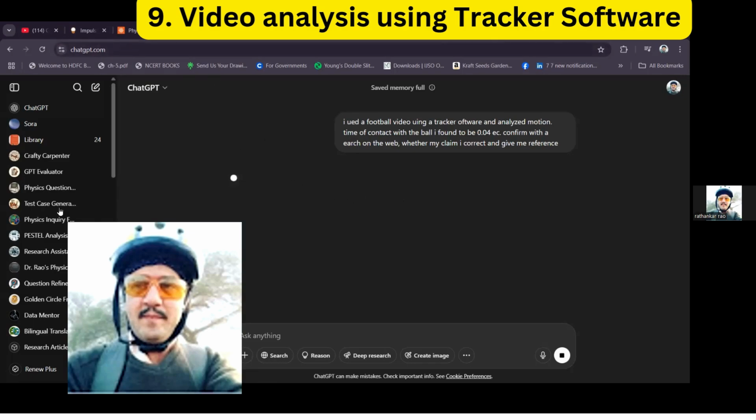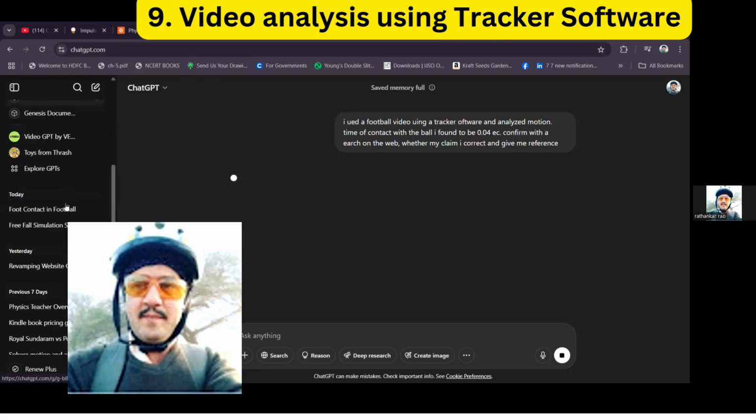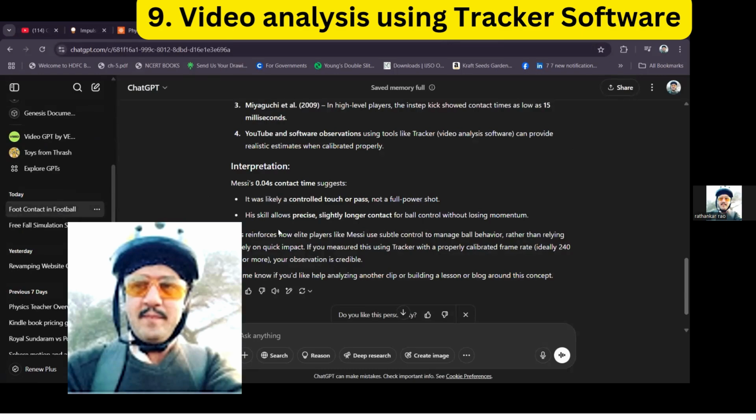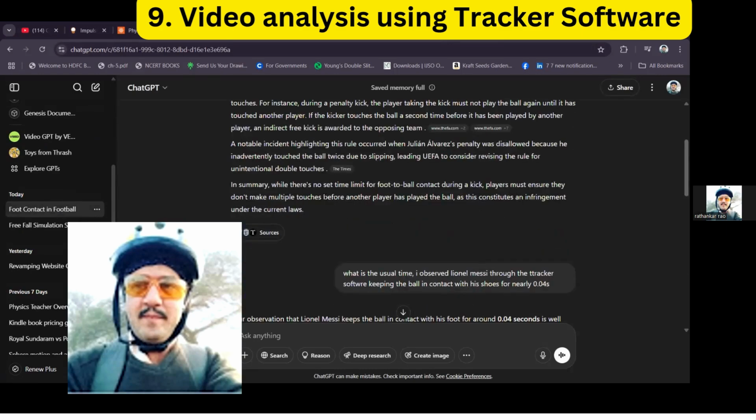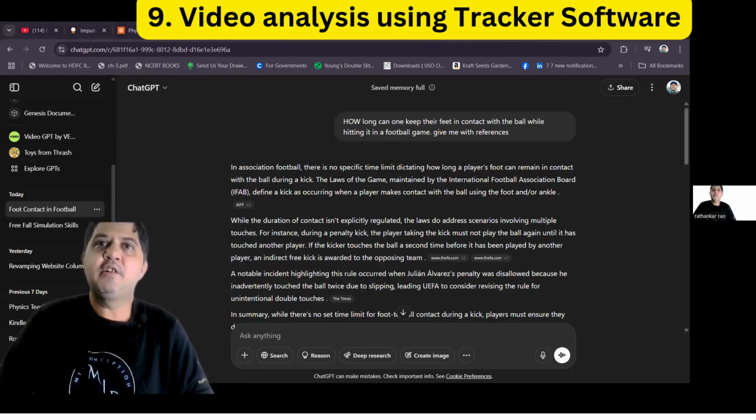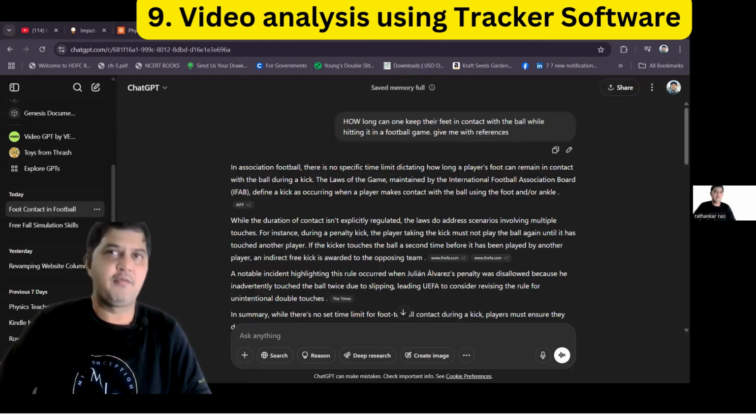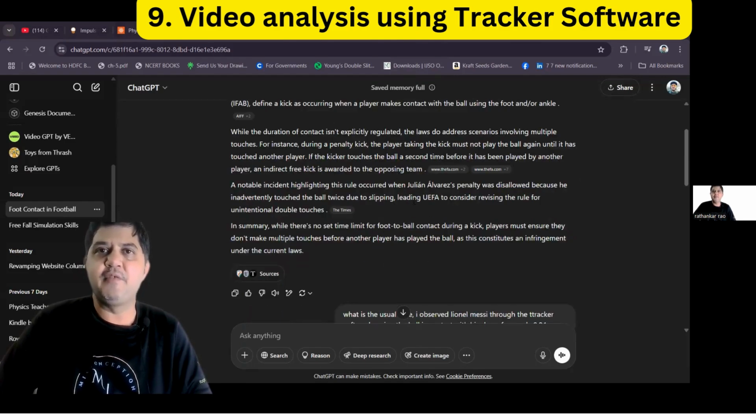I think I had run this earlier also. Let me search, it's already here. I'll show you what I did here. I asked: how long can one keep their feet in contact with the ball while hitting in a football game? Give me references. I asked this query and it searched over the web and gave me some information regarding this. There is nothing as such available.